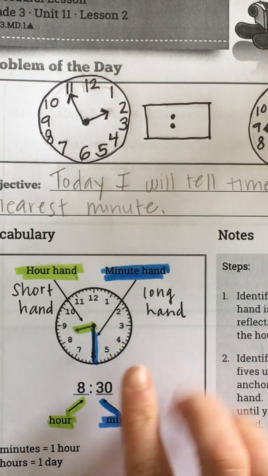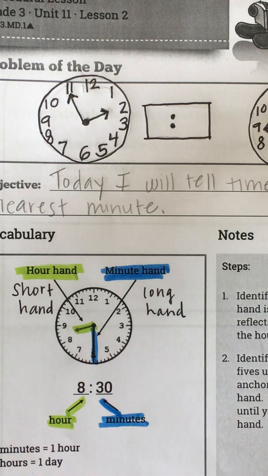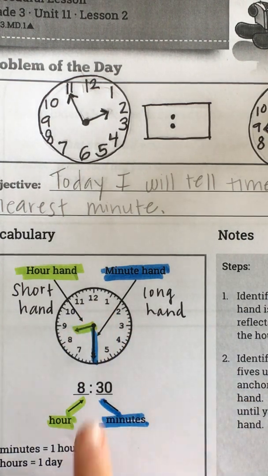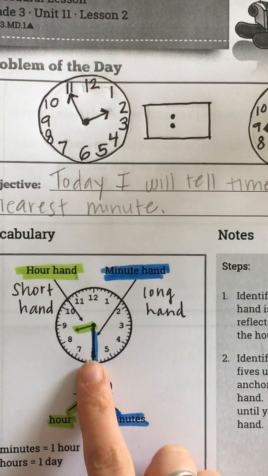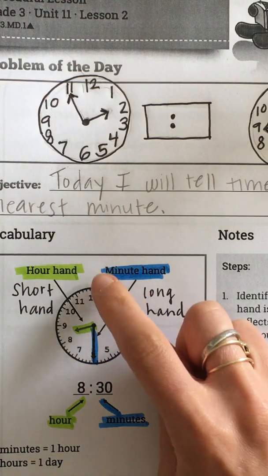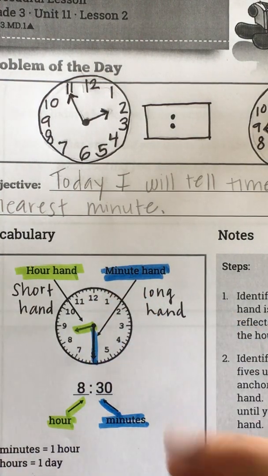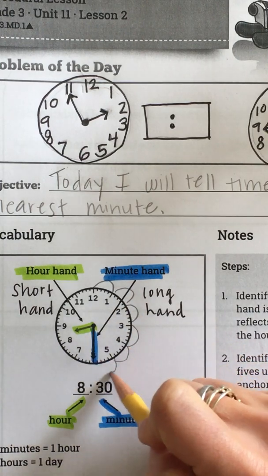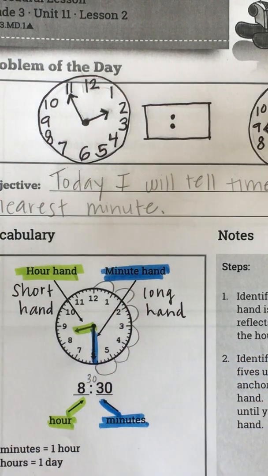So our first step is to look at the minute hand, and we are going to go to our minute language. We are going to start at 0 right at the 12 and count by 5s, and we're lucky because we're right on that number 6. Okay, so we can just count by 5s and land right here. So 5, 10, 15, 20, 25, 30. We're at 30 minutes, okay?